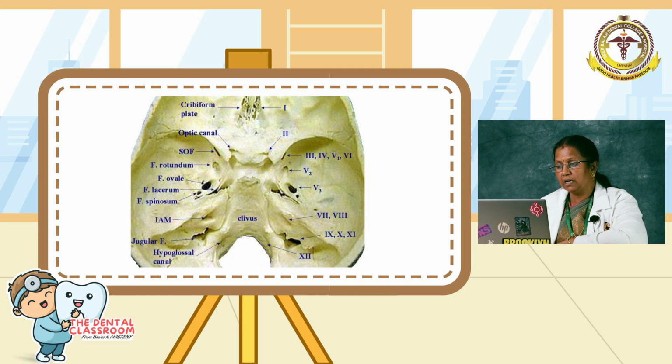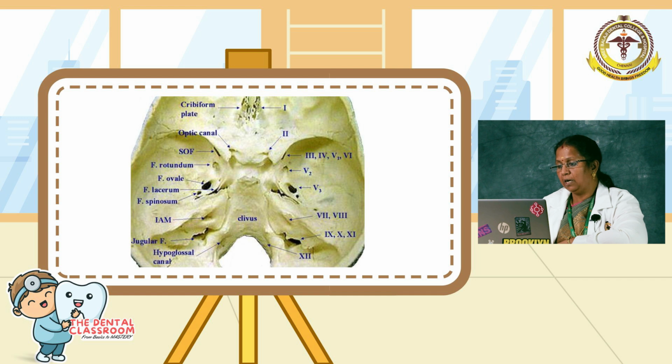So, through the superior orbital fissure pass the third cranial nerve, the fourth cranial nerve, the ophthalmic division of trigeminal, and the abducent. Behind the superior orbital fissure, we have the foramen rotundum, which gives passage to the second division of trigeminal, that is the maxillary division of the trigeminal nerve. Behind that is the foramen ovale, for the mandibular division of trigeminal, and through the foramen spinosum, the middle meningeal artery emerges from the infratemporal fossa and comes to the cranial cavity.